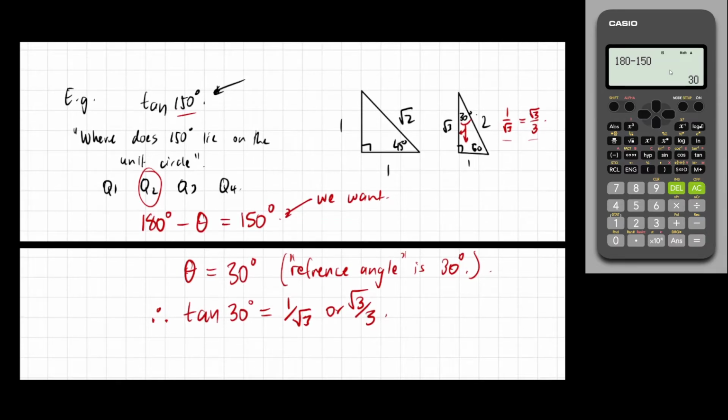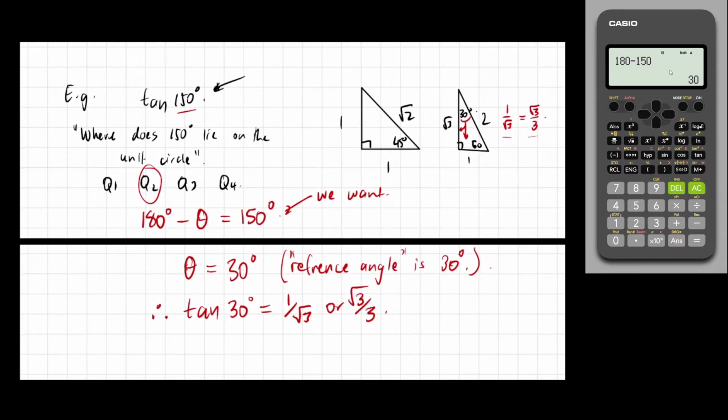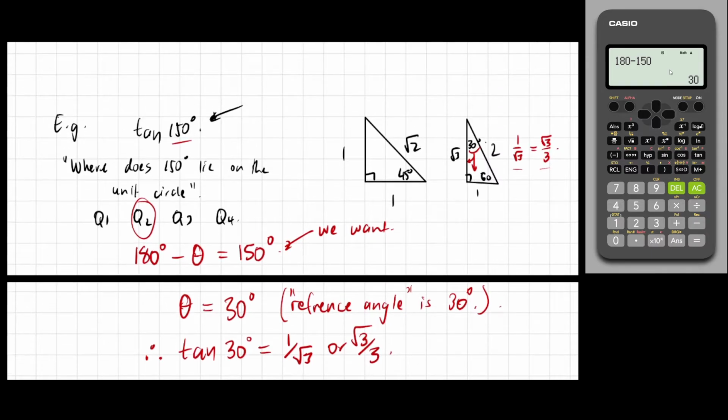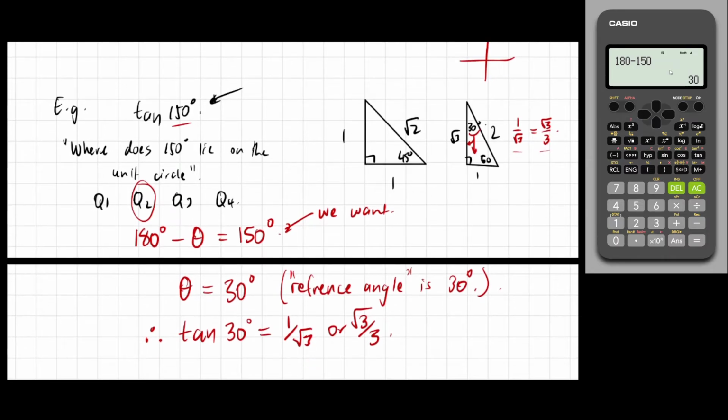Now, this is why the "All Stations to Central" mnemonic is really useful. Because it is going to help us work out whether this answer is positive or negative root 3 on 3, okay? So I know the answer is root 3 on 3. Now the 150 is going to tell me, is it positive or negative?